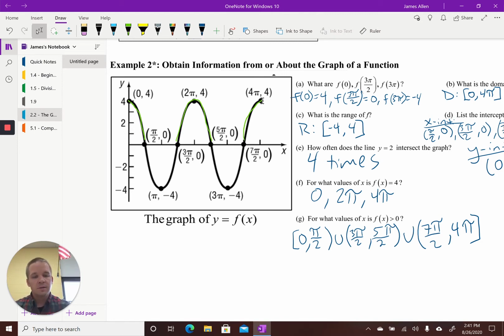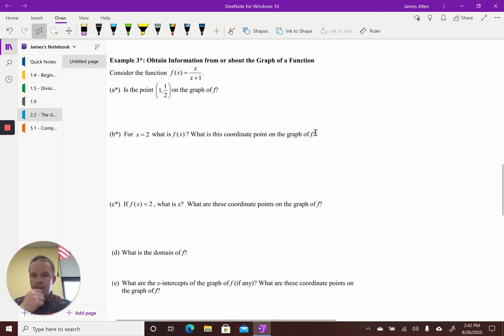All right. Not too bad. Now move on to example number 3. All righty. So consider the function. Now we're dealing with a function, an equation here for it. So f of x equals x over x plus 1, rational functions. They're fantastic. Is the point 1 comma 1/2 on the graph of f? Well, how can we figure that out? How about we plug it in?